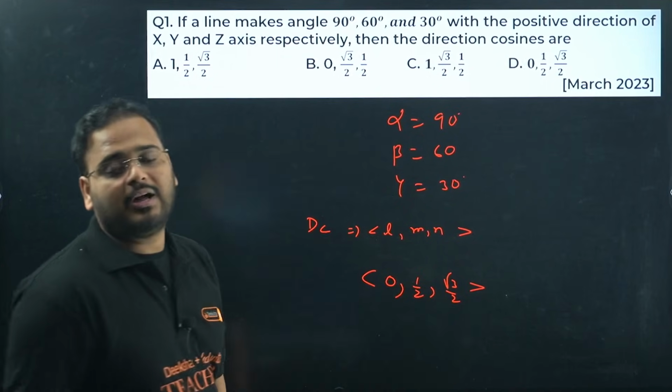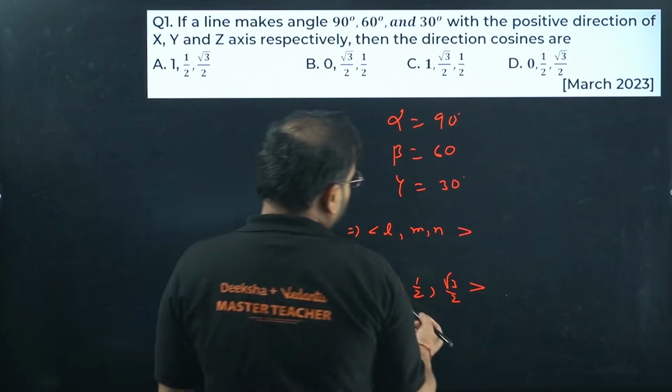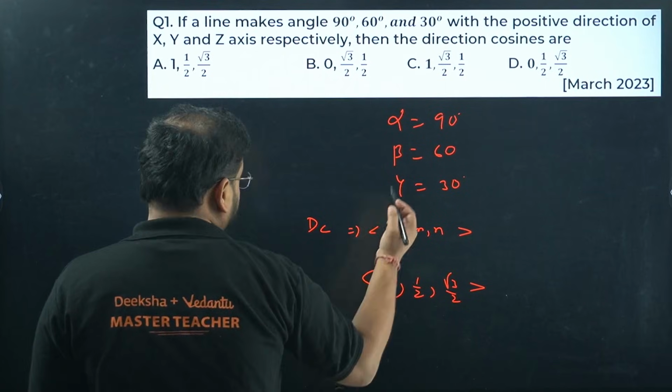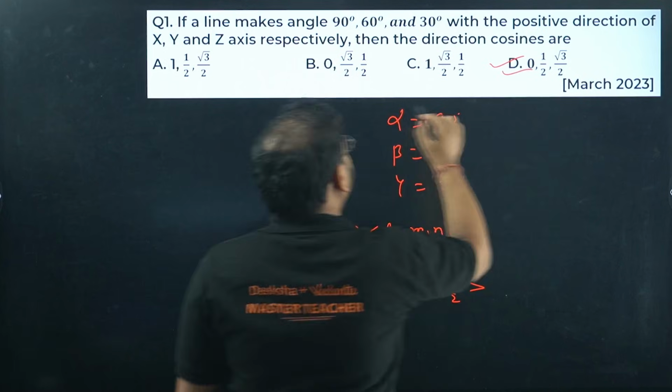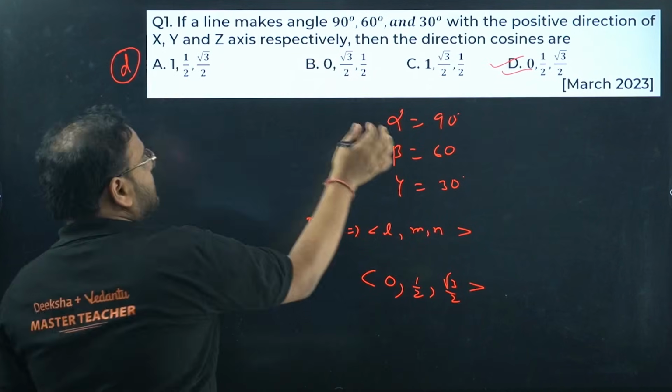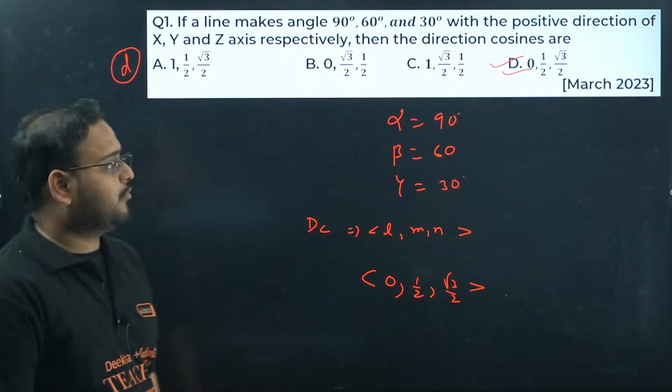Root 3 by 2. This is your value of L, M, N. The answer will be option D, I think. Yeah, okay, option D only. Yes, the first question, option D is the right answer. This is a PYQ of the 2023 year.